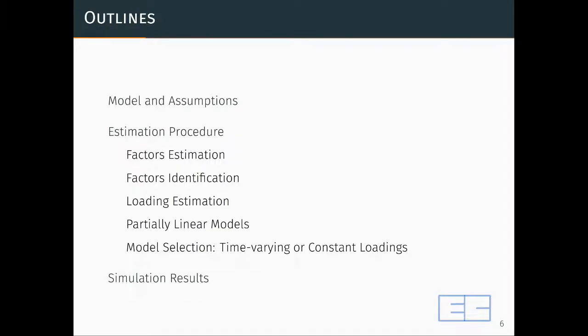This is the roadmap of the remaining parts of today's presentation. I will first briefly talk about the model, and then I will discuss the estimation procedures and the asymptotic results. Finally, I will also show you some simulation results.